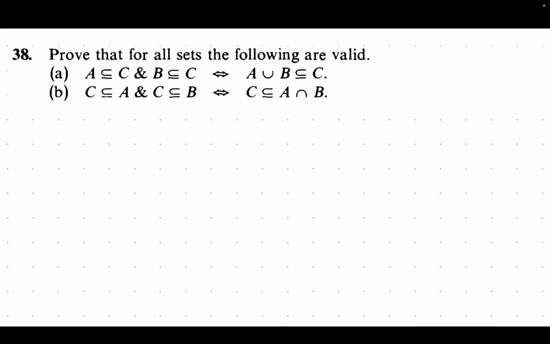Here we are. Chapter 2, Exercise 38. Prove that for all sets the following are valid. A is a subset of C and B is a subset of C if and only if A union B is a subset of C, and C is a subset of A and C is a subset of B if and only if C is a subset of A intersect B.